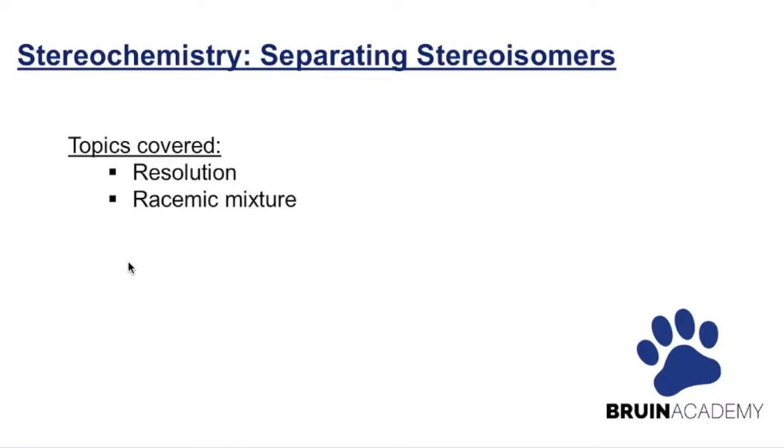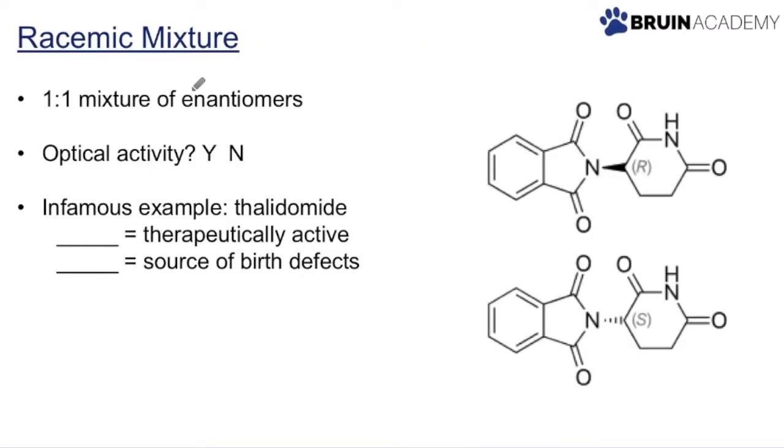Hi everyone, so today we're going to be talking about how to separate stereoisomers, specifically discussing the process of resolution as well as racemic mixtures. So a racemic mixture is basically when you have a one-to-one ratio mixture of enantiomers, meaning that you have a mixture that is roughly 50% R and 50% S composition.